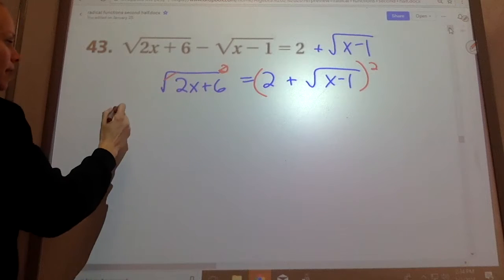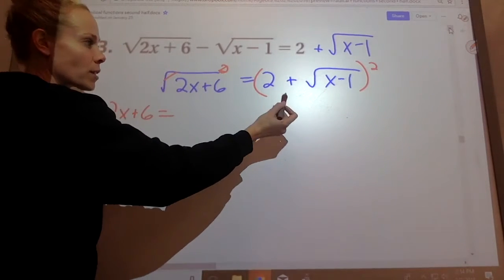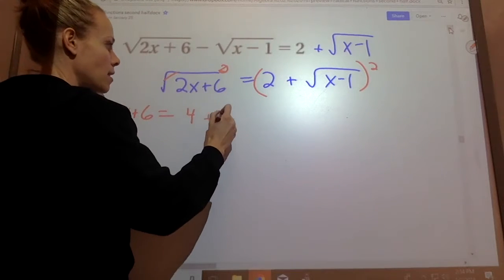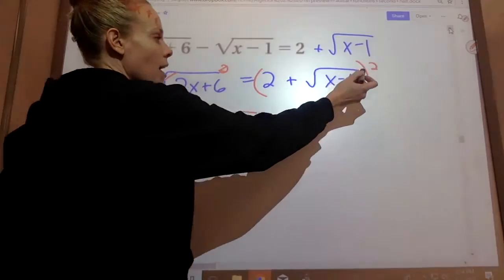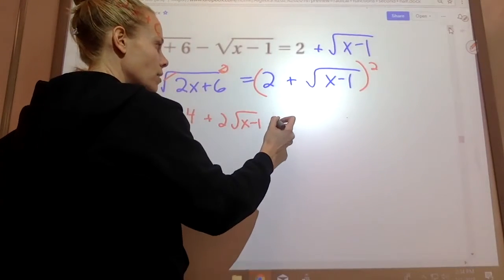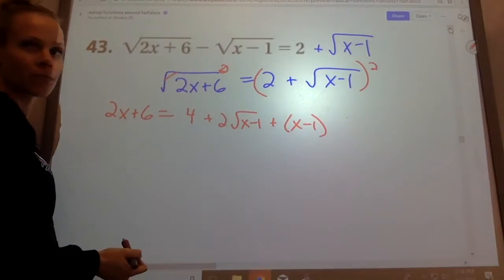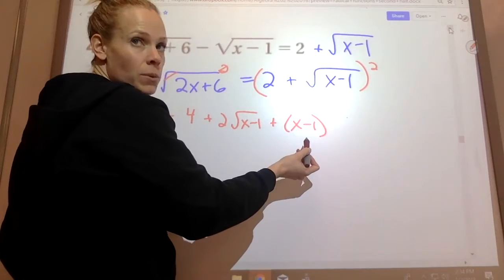So that cancels that out. This one, I would use my shortcut. Square the first. Take the first times second times 2. Square the last. And that squared gets rid of that square root, so it looks like this. Okay? Because if that cancels that out, I still have an x minus 1.